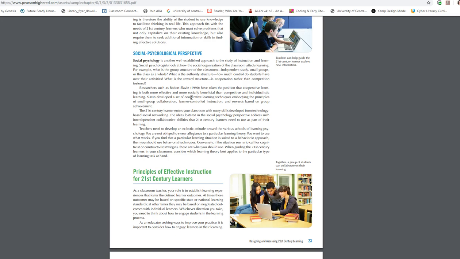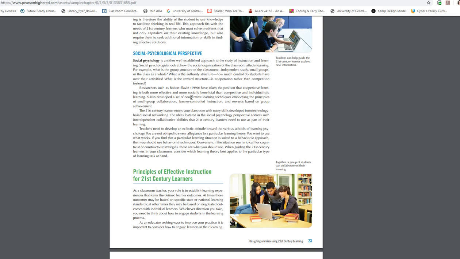So this is where you look at the group structure of the classroom. Do you only have independent study? Do you put your students into small groups, or do you lecture the class as a whole? What is the authority structure? How much control do students have over their activities and what they get to choose to do? So when you look at Robert Slavin in the 1990s, he's taken the position that cooperative learning is both more effective and more socially beneficial than the competitive and individualistic learning that takes place.